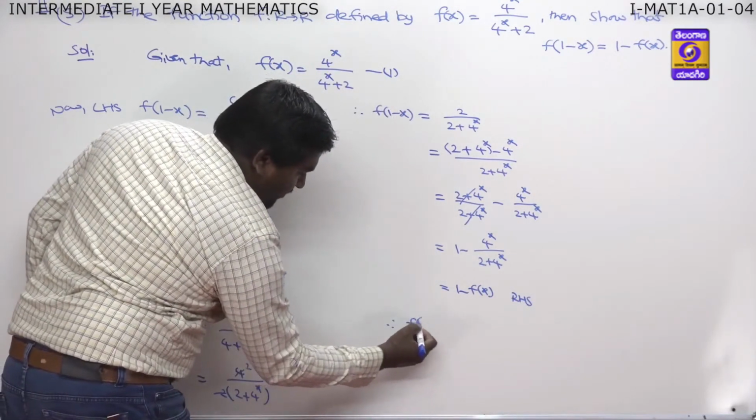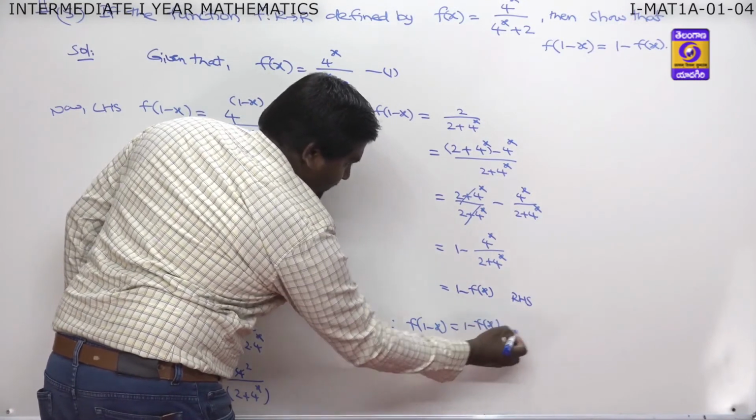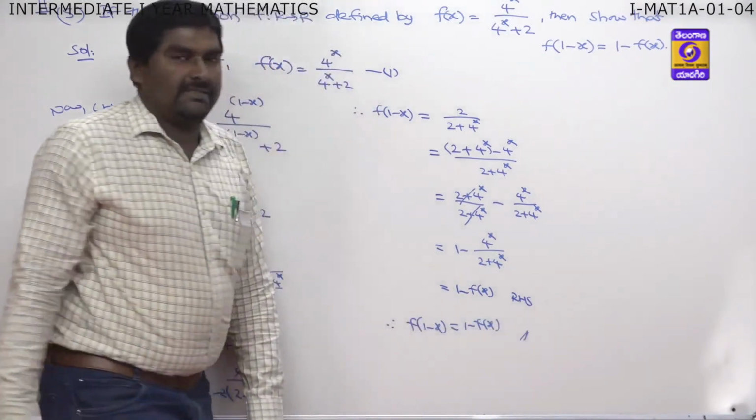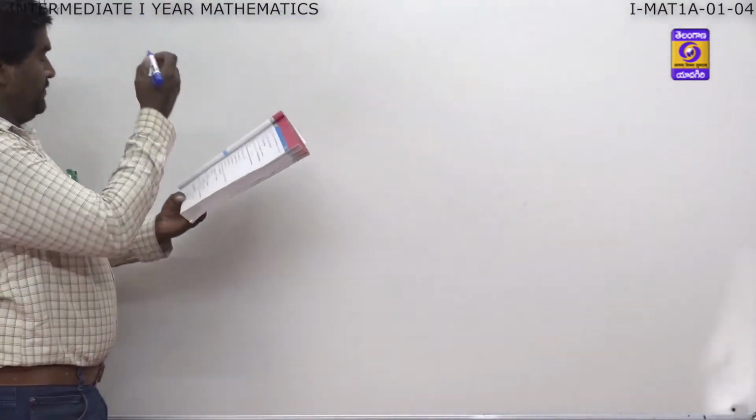Therefore, f of 1 minus x is equals to 1 minus f of x. It is the solution. Take the 7th problem.